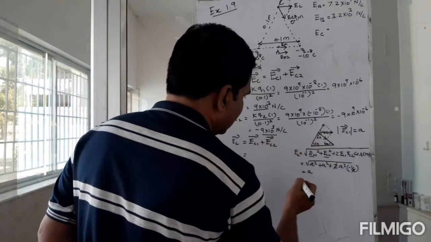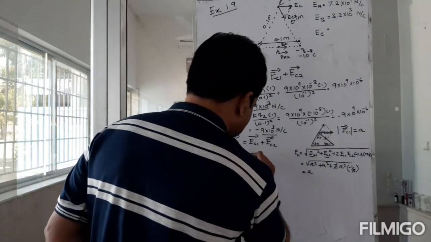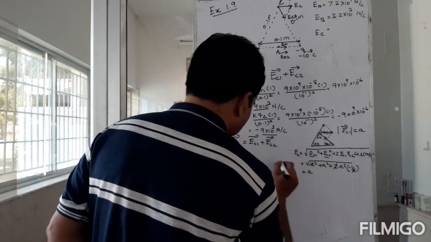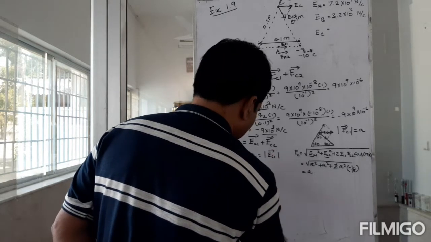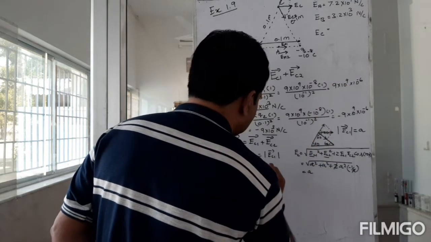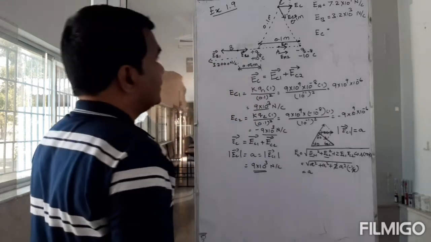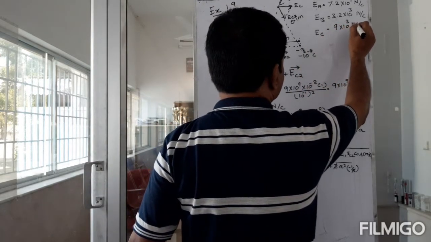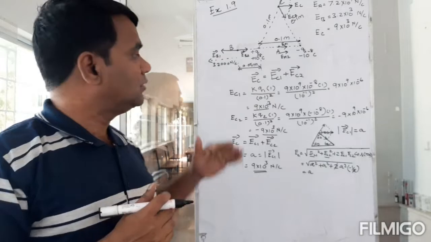So the magnitude of the field is equal to A, which is equal to the magnitude of EC1. That is 9 into 10 power 3 Newton per Coulomb. So this is easy, 9 into 10 power 3 Newton per Coulomb. This is how you do this problem.